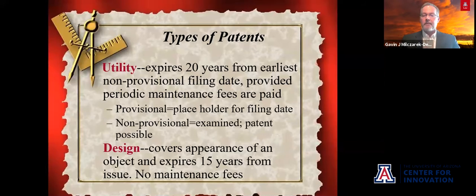Two flavors of utility patents: provisional and non-provisional. Provisional applications are not really patents, they're just placeholders. So you have up to a year after you file a provisional application to decide if you want to convert it by filing a non-provisional application. And those are the type that get examined by the patent office and have some possibility of becoming a patent. But provisional applications are never examined and can never become patents.